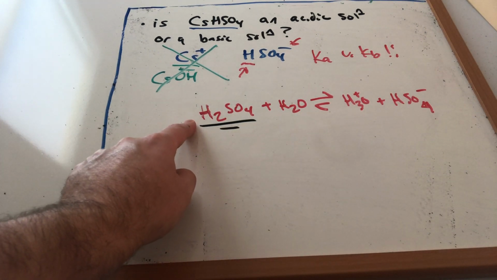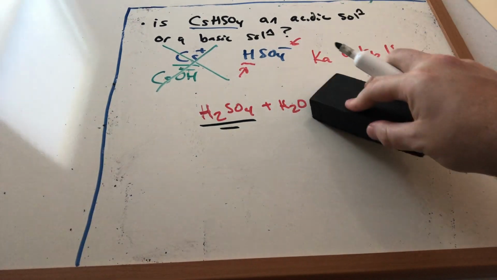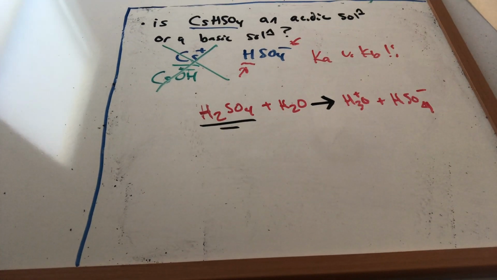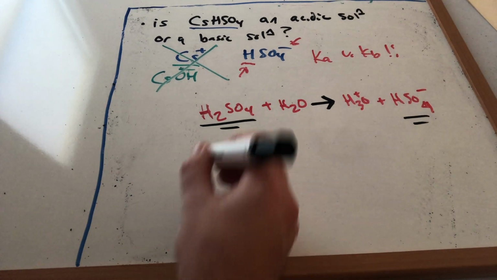For strong species, we don't write double arrows. For strong species, we know they go completely to the right-hand side, okay? So then we kind of know the answer right away, right? But let me explain why. This Ka is so big that it's not listed. It just goes completely to the right-hand side. It's a full dissociation. You do make HSO4 minus.